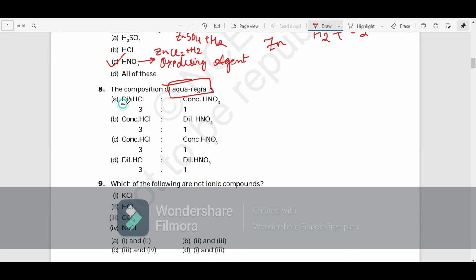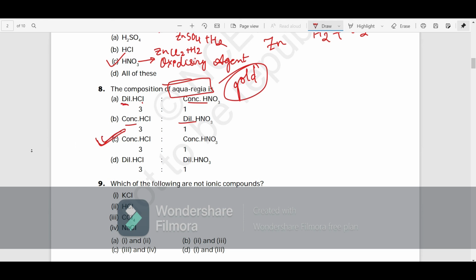So aqua regia, if you see this 3:1, 3:1 is the same. Is it dilute and concentrated or concentrated and diluted, or what is that? That's the point. Both are concentrated. Both should be highly concentrated so that it can dissolve gold. Gold is least reactive, so to dissolve that least reactive metal, you require something really strong, so both will be concentrated.